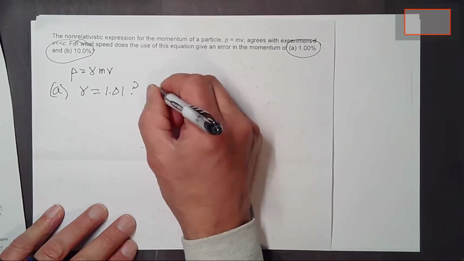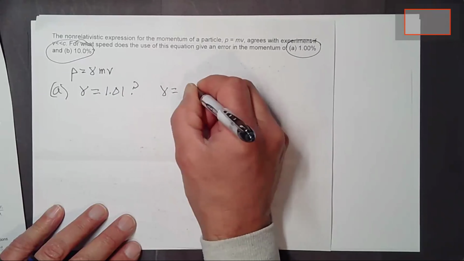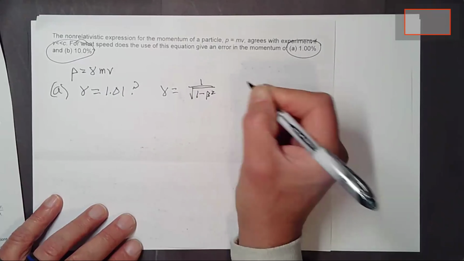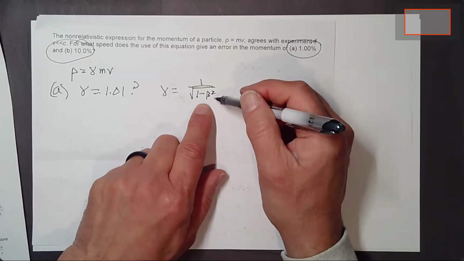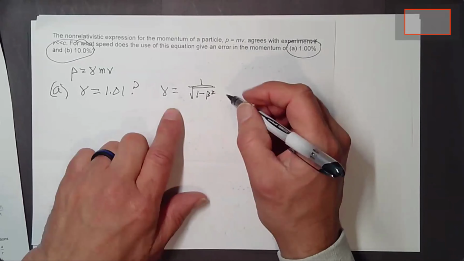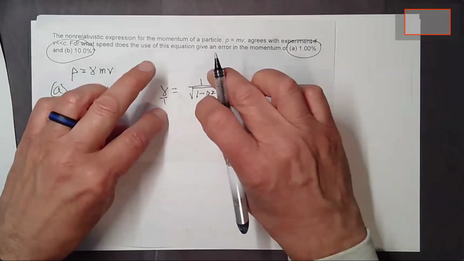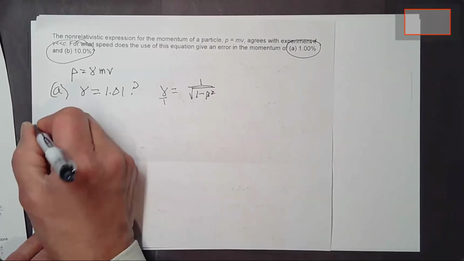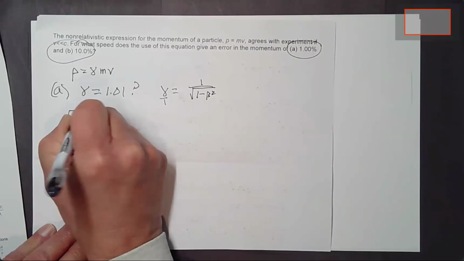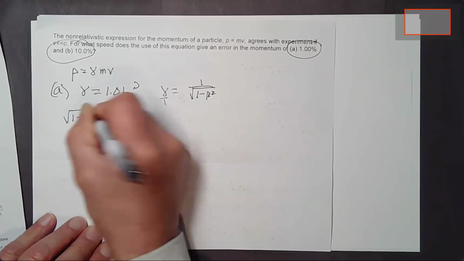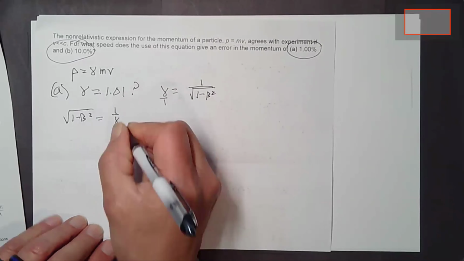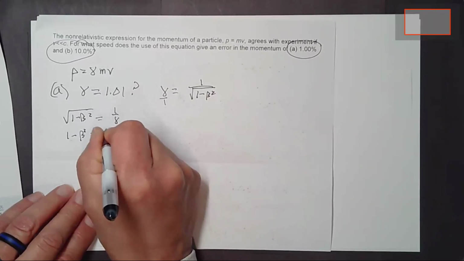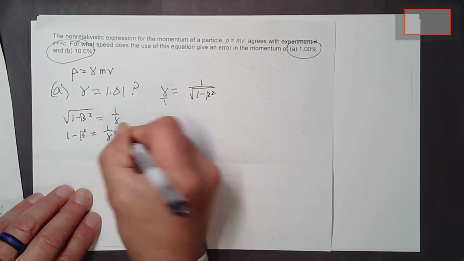Well, let's see. I think we can write this. Gamma is 1 over the square root of 1 minus beta squared. We can solve for beta here. Let's think of this as gamma over 1 and flip both sides. This will be something we can use for both parts of this. You'd get the square root of 1 minus beta squared is going to equal 1 over gamma. If I square both sides, I get 1 minus beta squared is equal to 1 over gamma squared.